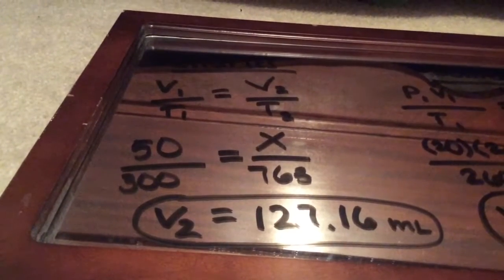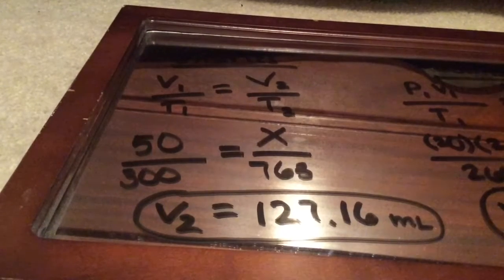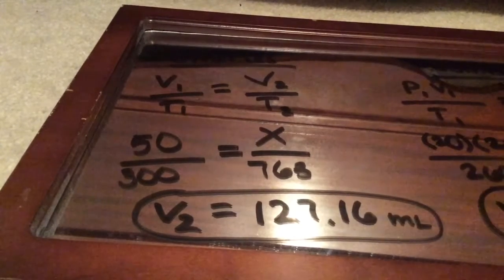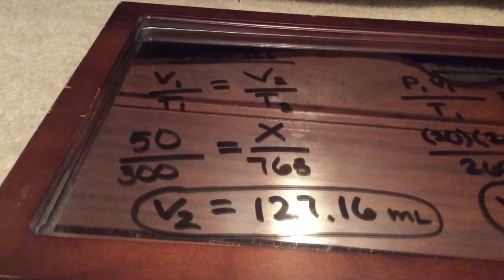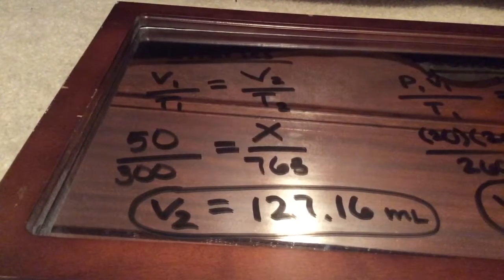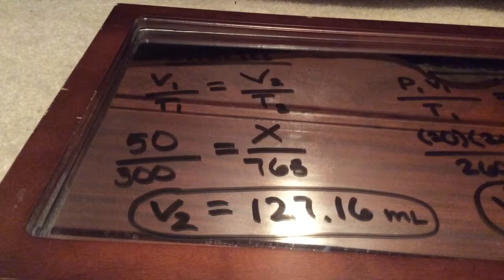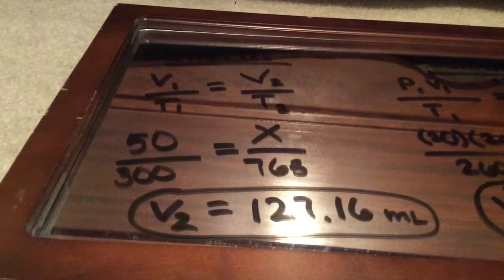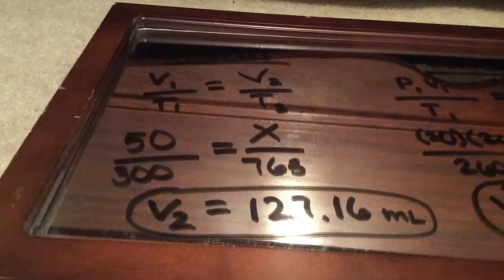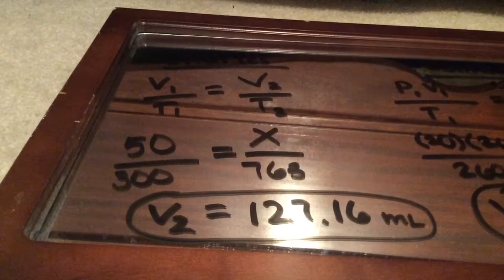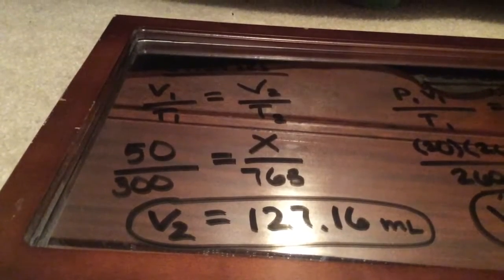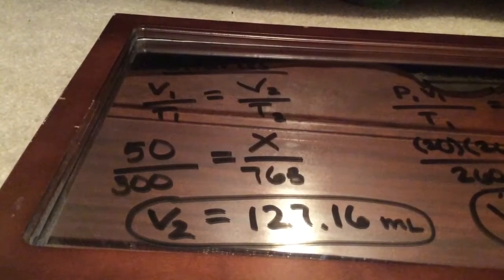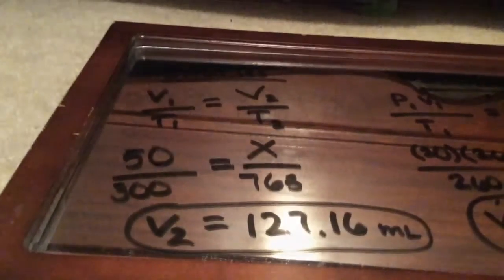So what you would need to do is put 50, which is your volume 1, over 300, which is your temperature 1, set it equal to x, because that's what you're trying to find, over 763, because that's your second temperature. Once you cross multiply your 50 and your 763, and then divide it by 300, you would get your volume 2, which is 127.16 milliliters.